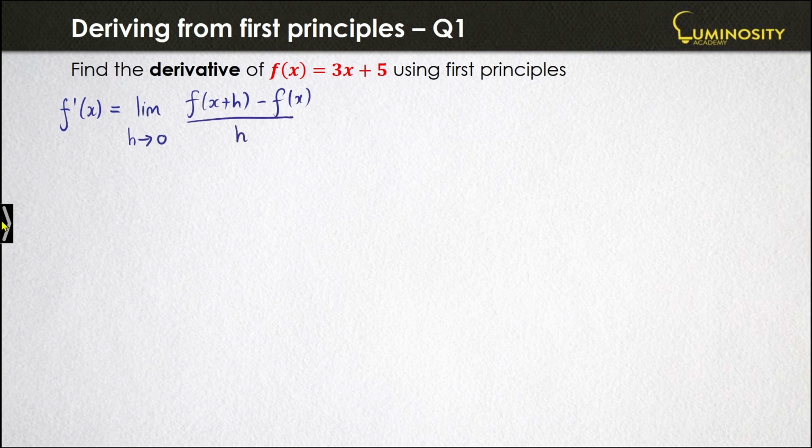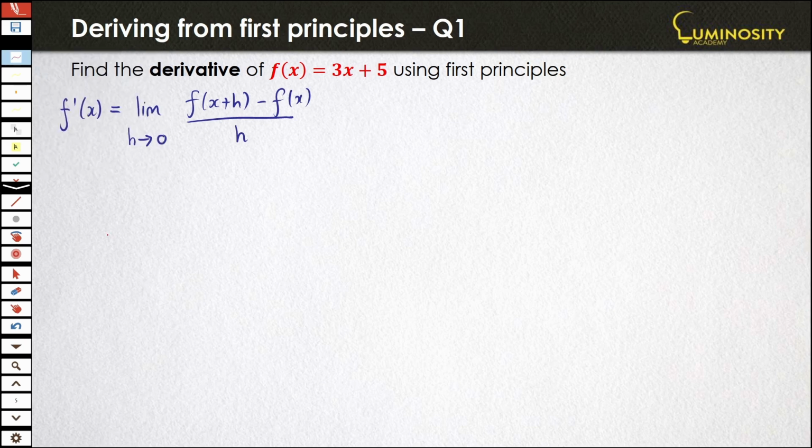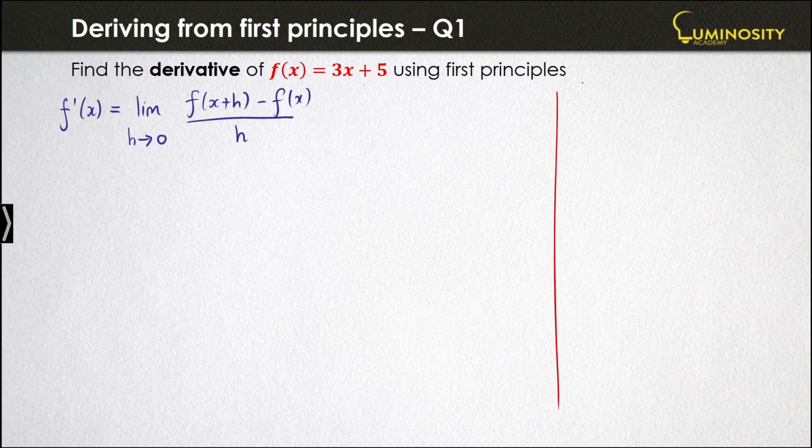So what I like to do on the side is what I like to call my algebraic gymnastics. So what is that? My algebraic gymnastics is I like to evaluate what the entire expression of the average gradient will look like and then just plug it in, to avoid lengthy calculations here on the side. So, f of x is defined as 3x plus 5.